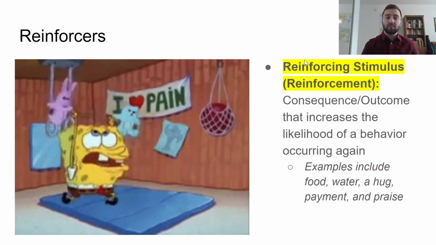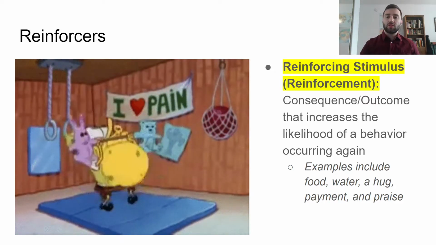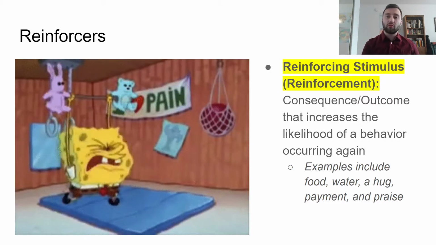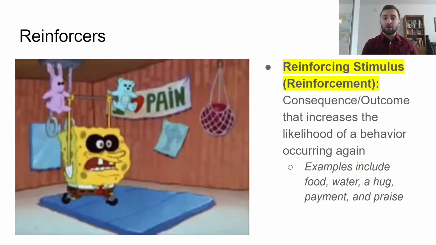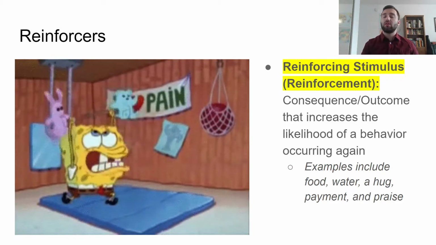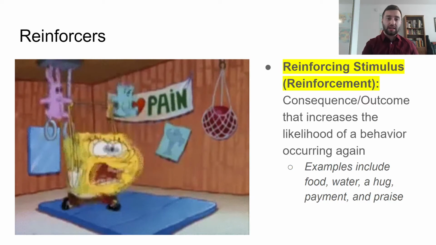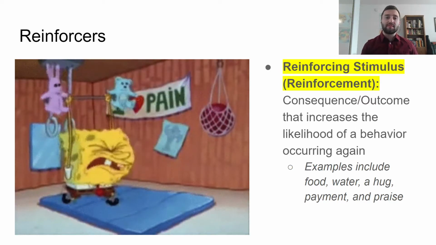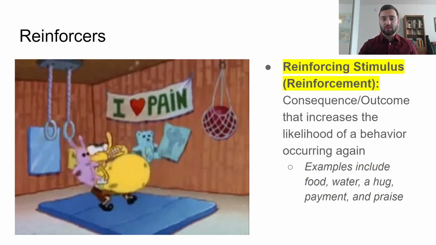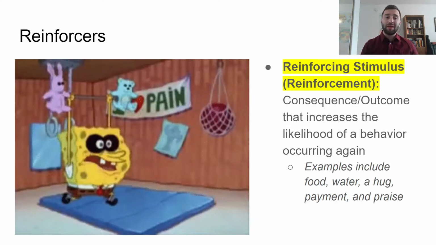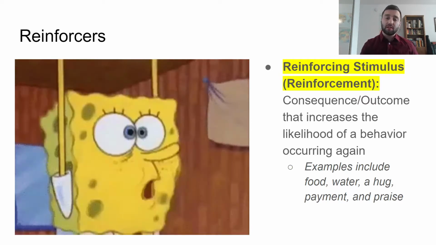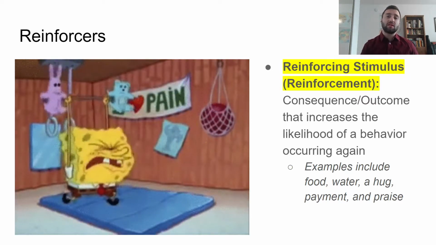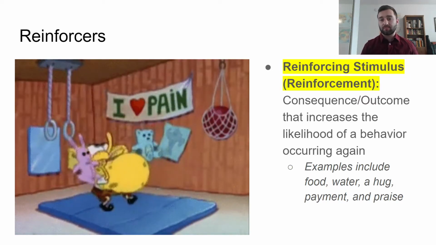So we've talked about these before already, but we want to make sure we define them. So reinforcer, or reinforcing stimulus, I should say, is a consequence or outcome that increases the likelihood of a behavior occurring again. Now, this is really important. This is a very broad definition. Again, a consequence or outcome that increases the likelihood of a behavior occurring again. So anything that's going to increase the likelihood would be considered a reinforcing stimulus.